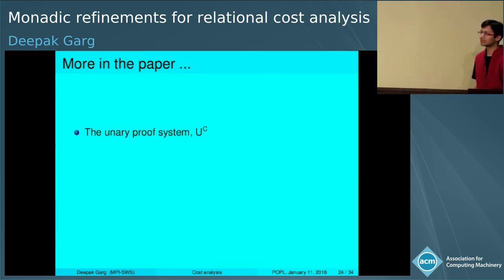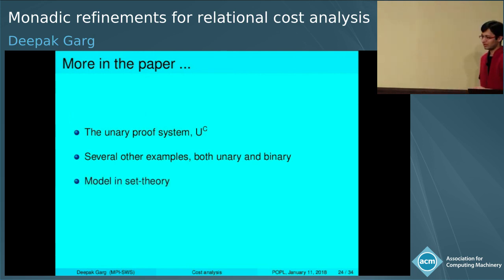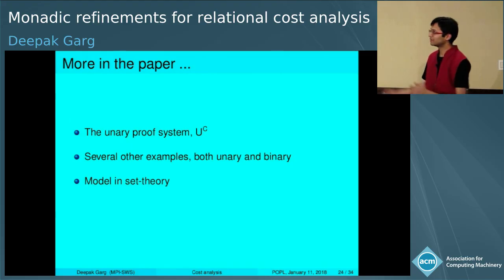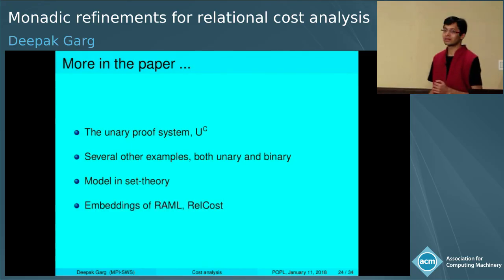There is the unary proof system you see. There are several other examples, both unary and relational. There is a model of both these systems in set theory. That's something I didn't even get into here. And then there are these embeddings of existing frameworks, RAML and RelCost.